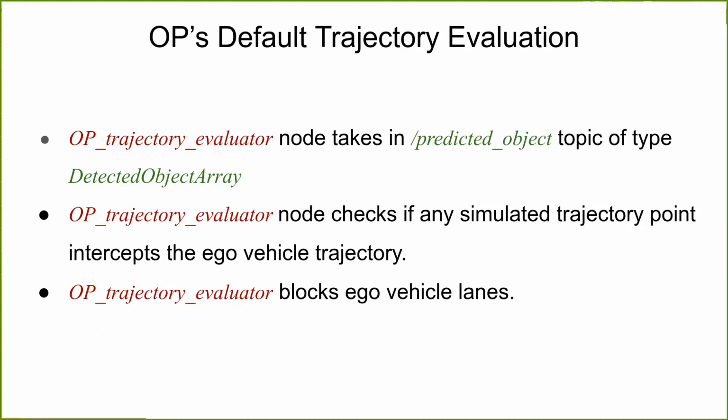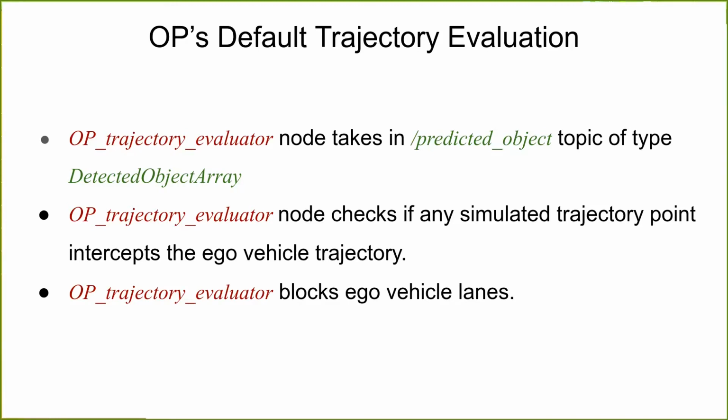The next step here is the trajectory evaluation node. This trajectory evaluator node is for the ego vehicle. By the way, I will be using the term target vehicle for a vehicle for which we intend to predict a trajectory, and ego vehicle for the autonomous vehicle. The trajectory evaluator node takes in those predicted detected object array messages and evaluates whether any of these detected objects is intercepting the planned trajectory of the ego vehicle in the future. If it does, it blocks the lanes for the ego vehicle.